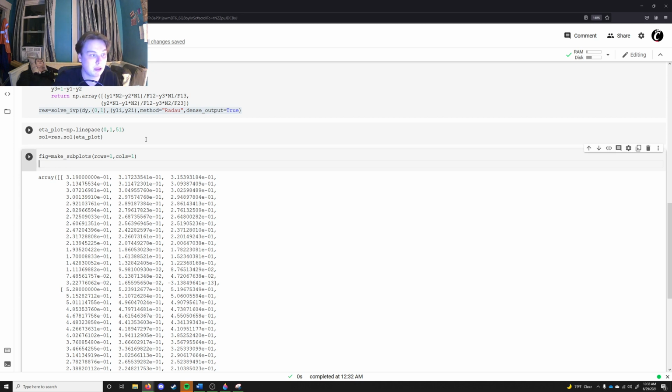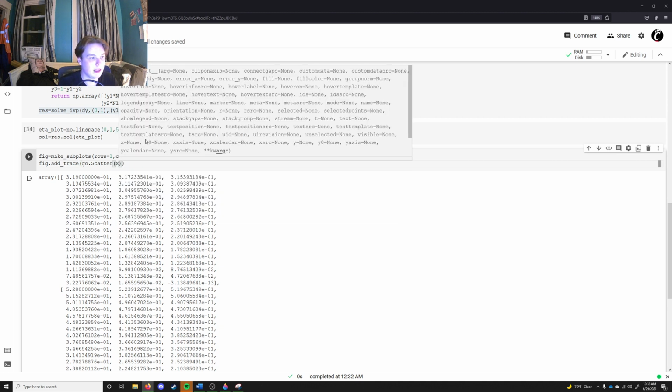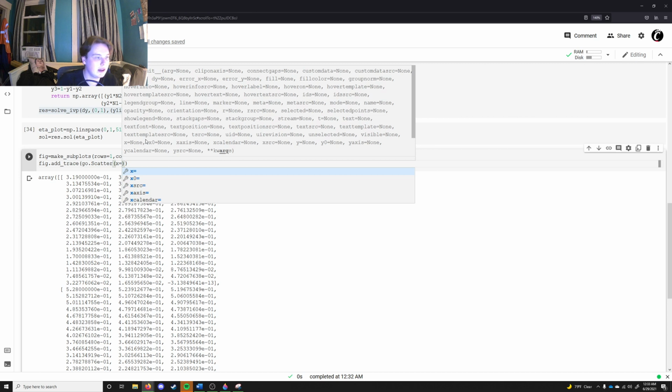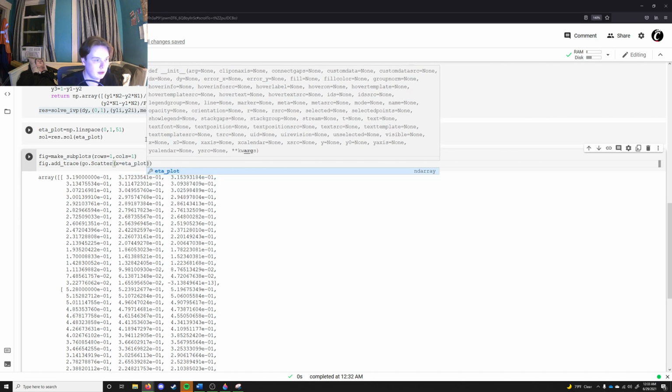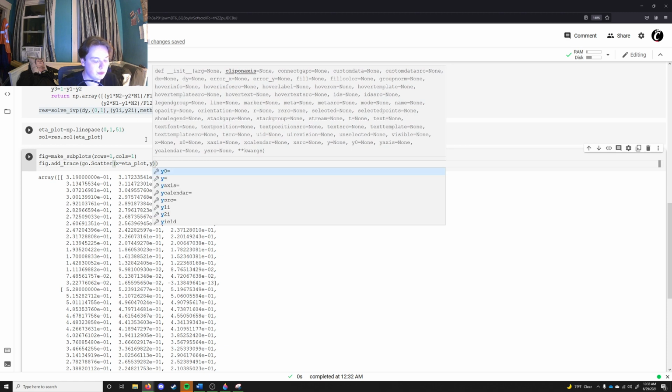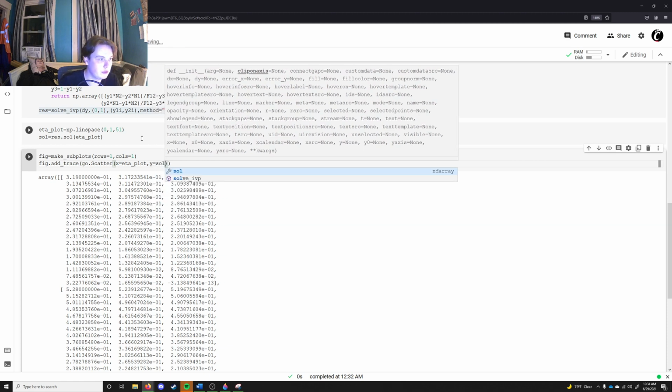We need to actually put our lines on the plot. So we're going to take our figure and add some traces. Add trace. We're going to use our go, our graphical objects, and make a scatter plot. x is going to be equal to our x values for the plot, which is just the eta plot, and then our y is just going to be equal to sol. So we have our solution.